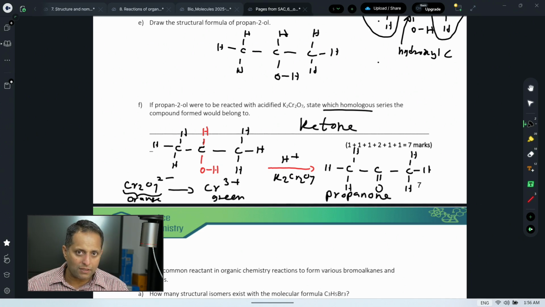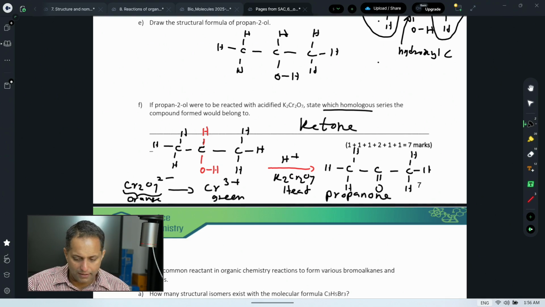Does it really matter whether you add heat or not? It doesn't really matter whether you have heat or not. You can add heat to make sure this is going to go all the way. A secondary alcohol is going to get oxidized into a ketone. It's not going to become a carboxylic acid. No way. It's not going to become a carboxylic acid.